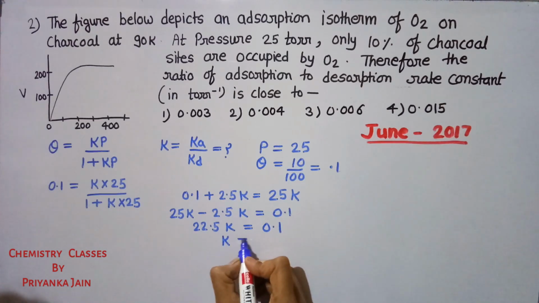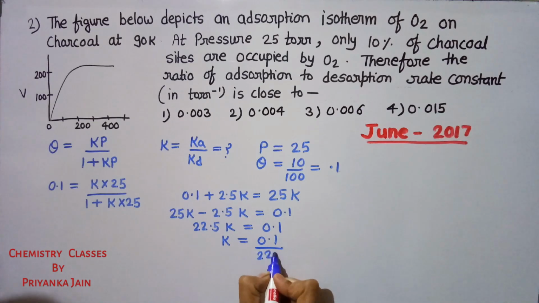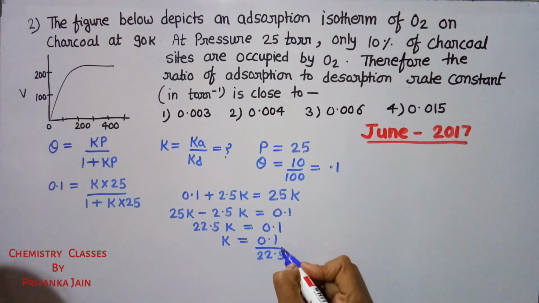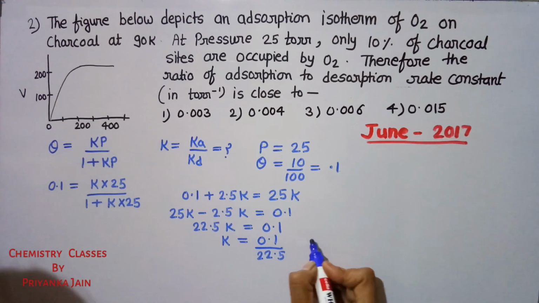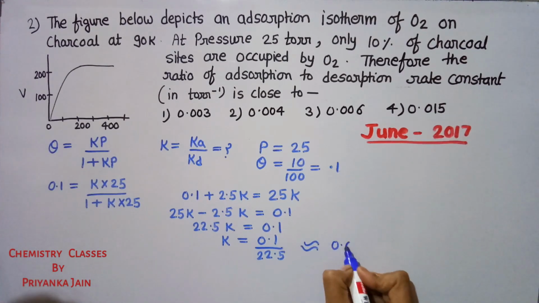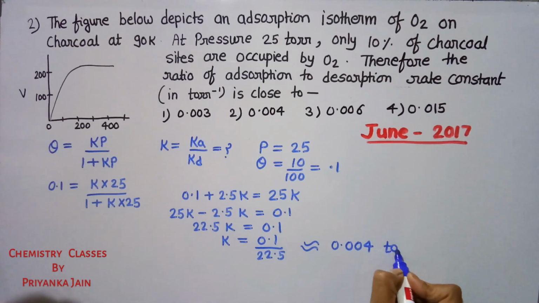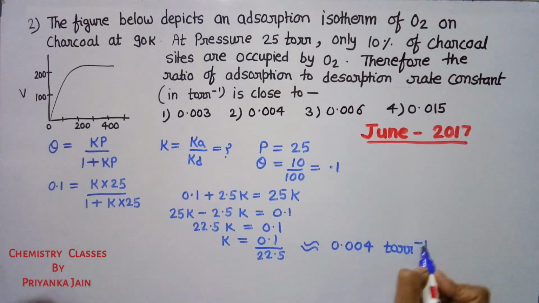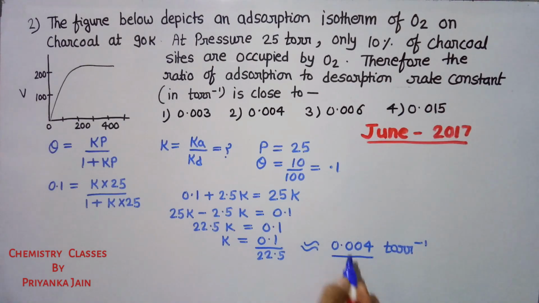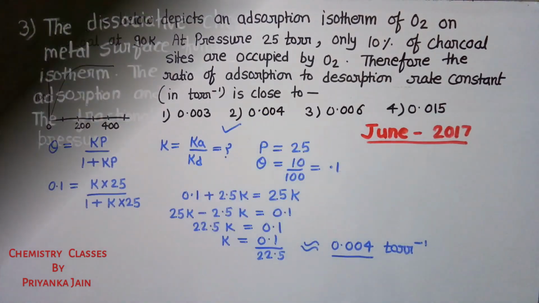It means K will be equal to 0.1 divided by 22.5. Okay, we can find out its value, and its value will be approximately 0.004 torr inverse. That is the answer that we have to find out. Okay, we can match it. Option number 2, it is the right answer.